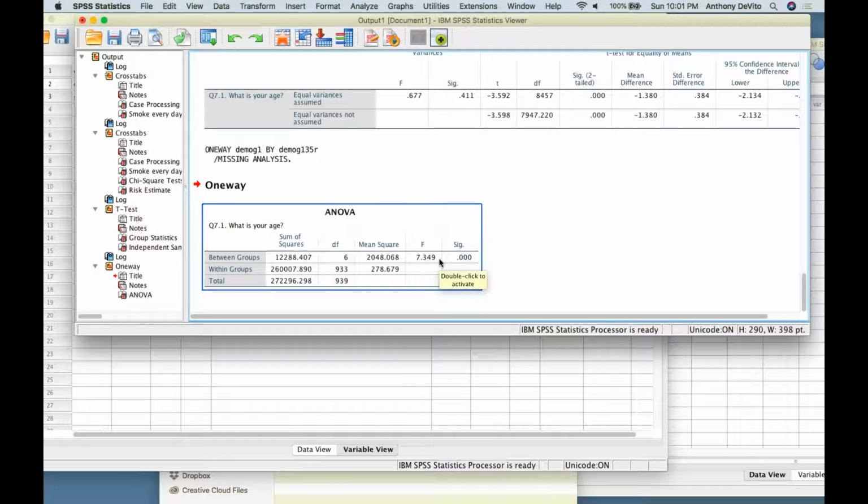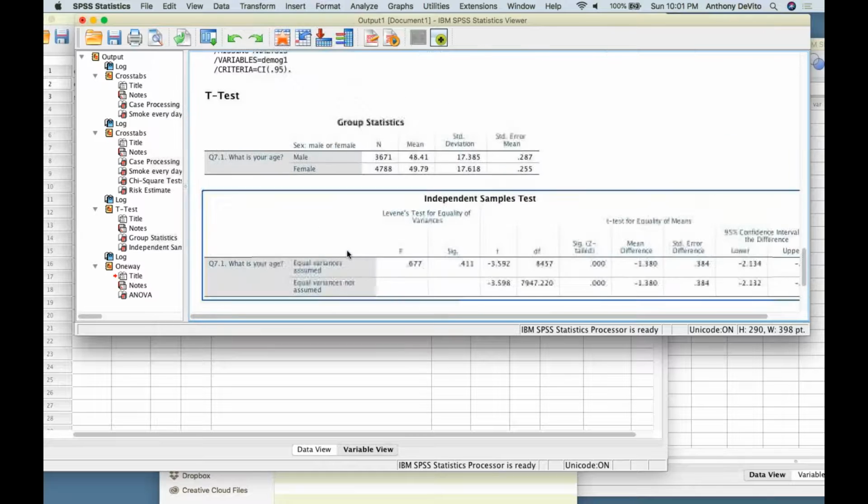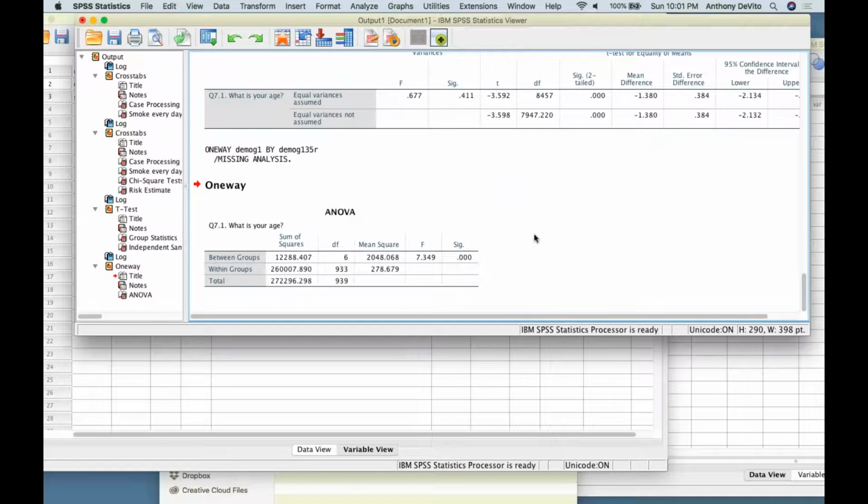Now, what is our null hypothesis? Well, there are 7 different groups of ethnicities in this population. It doesn't display them here. There are 7 different groups, right? The degrees of freedom was 6. 7 different groups that are identified here. And our null hypothesis is that there is no difference in the average age of these 7 ethnic groups. And our alternative hypothesis is that there is a difference in the average age of these groups.